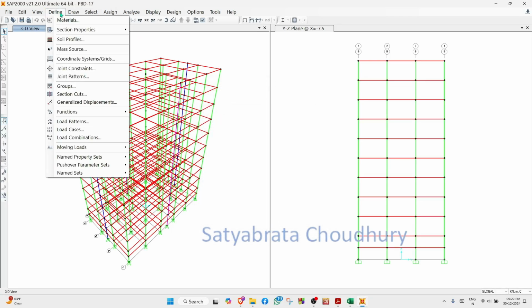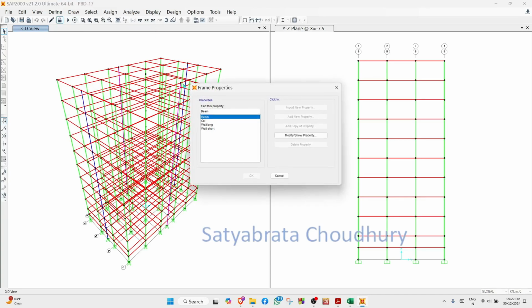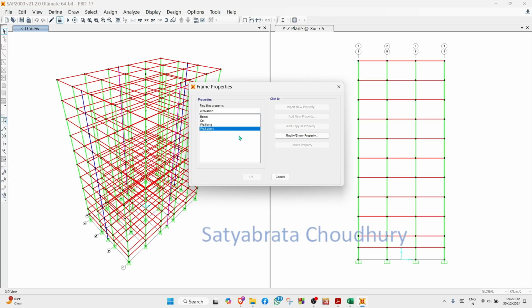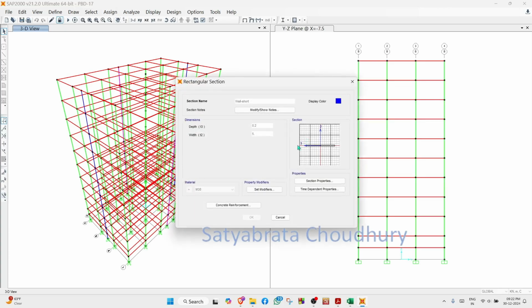Then you can see the section properties we had taken earlier: the frame sections, beam section, column section, wall along the long direction, meaning shear wall along the long direction, and wall along the short direction. For example, if we want to see the properties here, thickness is 0.2 and width is 5 meter. So it is modeled as a wide column, and material is M30 concrete.